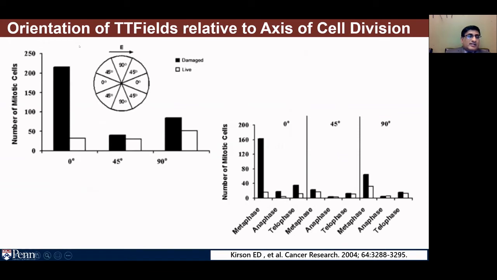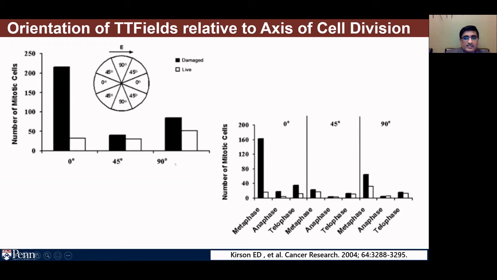Now what is the relationship between the orientation of the Tumor Treating Field and the axis of cell division? As you can see here, this dark bar indicates the damaged cells, and this white bar indicates the number of live cells. When the angle between the orientation of the TTF field and the axis of cell division is 0 degrees, meaning they are parallel to each other, we have the maximum number of damaged cells. The ratio between the alive cells and the damaged cells is approximately 1:4 to 5.